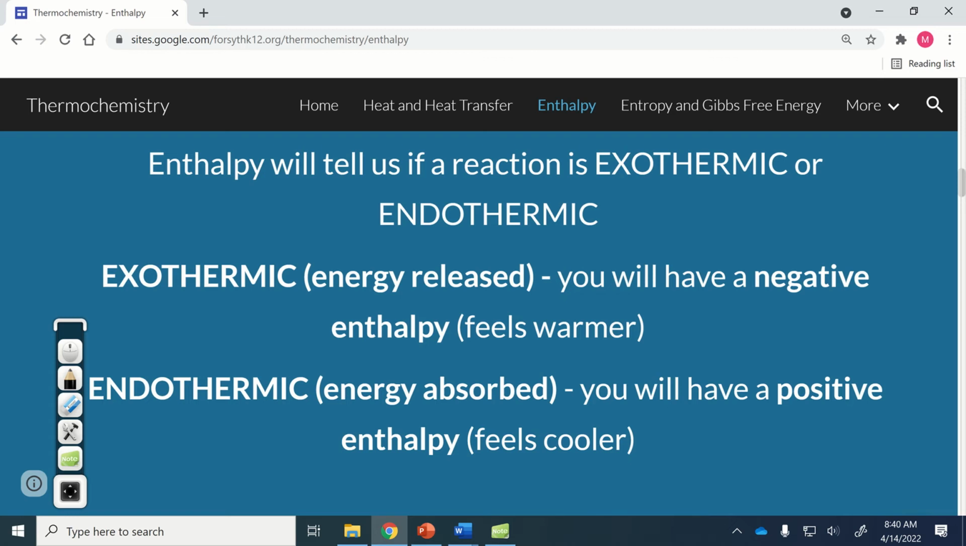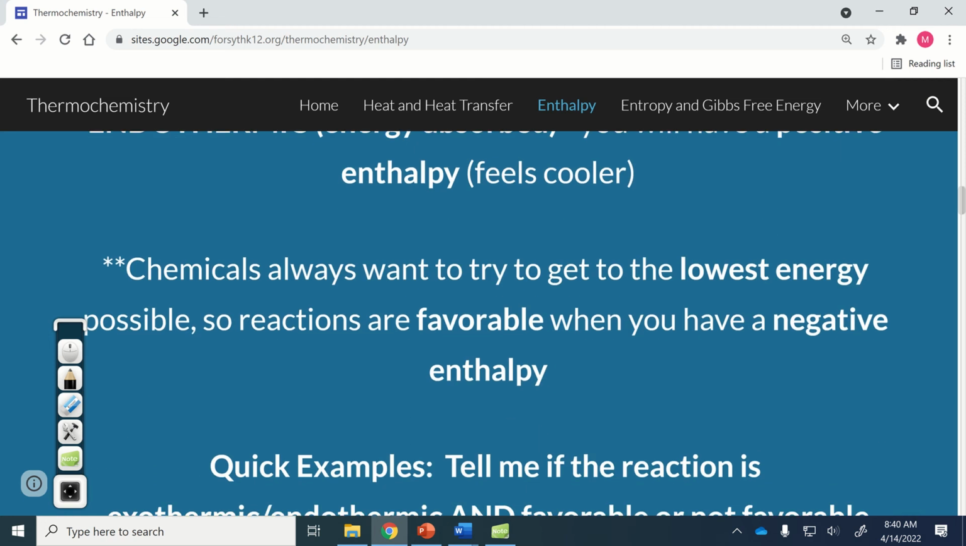Endothermic is where energy is absorbed and you will have a positive enthalpy. That then feels cooler. Again, this confuses people, and I know maybe I talked about it before, but when you pull energy in, it's not like the object is absorbing that and getting hotter. It's actually being pulled into the bonds themselves or into the chemicals to form bonds. So that means it has to pull energy from its surroundings, and you're going to feel cold because it's taking heat away from you. So that's why it feels colder. So exothermic, you get a negative enthalpy. Endothermic, you have a positive enthalpy.